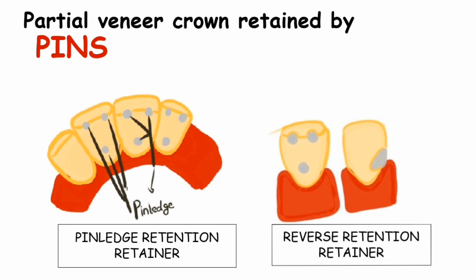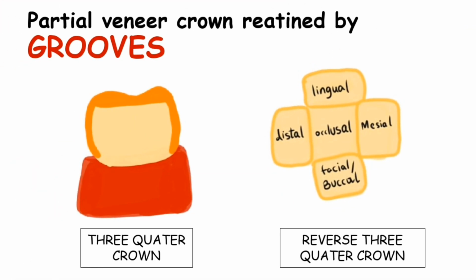In pin ledge, the crown is getting retention from the lingual surface with the help of 3 pins, while in the reverse retention retainer, the retention is gained from the labial surface with the help of grooves. Now we will talk about the partial veneer crowns that are retained by grooves. These are 3/4 crowns. A 3/4 crown is a crown that restores the occlusal and 3 of the 4 axial surfaces, not including the facial surface, and it is retained by proximal grooves.